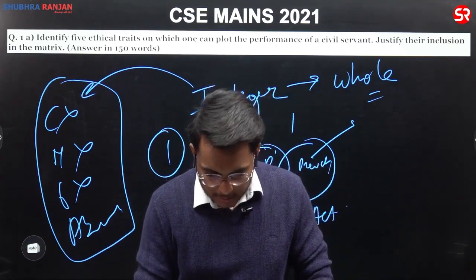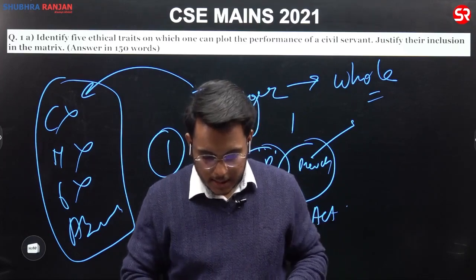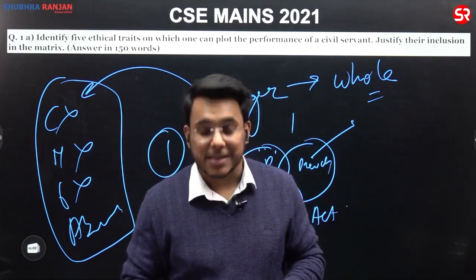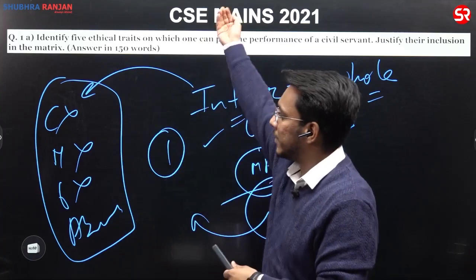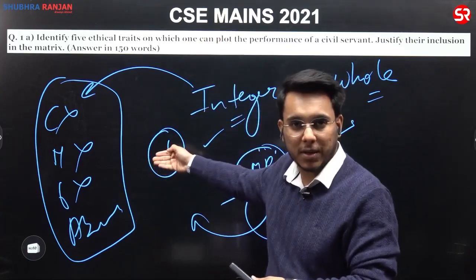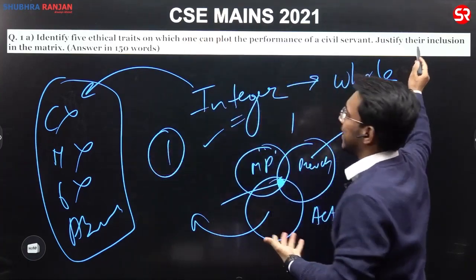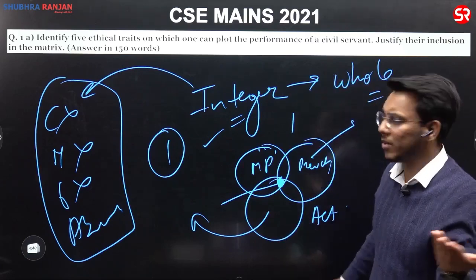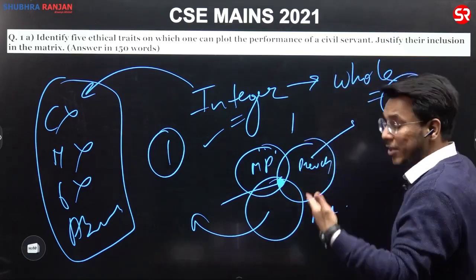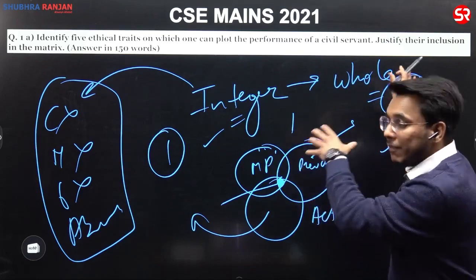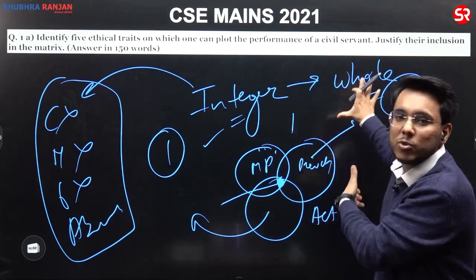Okay, I have a doubt here, sir. What does "justify in the matrix" mean? Justify in the matrix means that whatever the 5 ethical traits you are coming out with, you need to justify their inclusion in the matrix. What matrix you have brought? Just these 5 traits that you are coming out with. Why did you include these 5? You have to justify it.